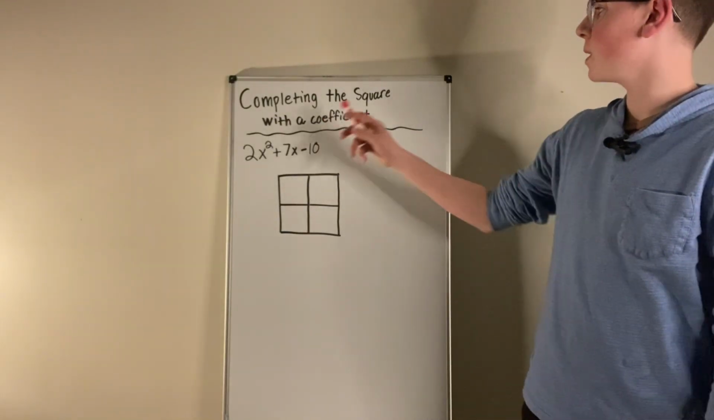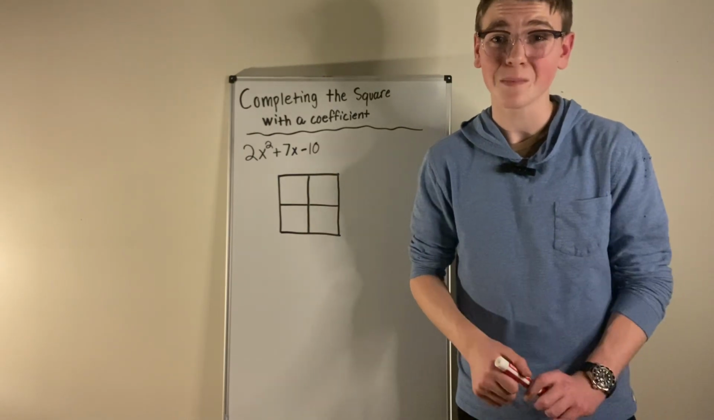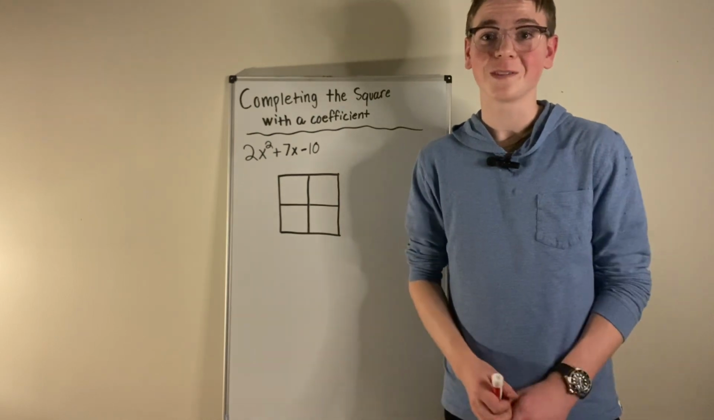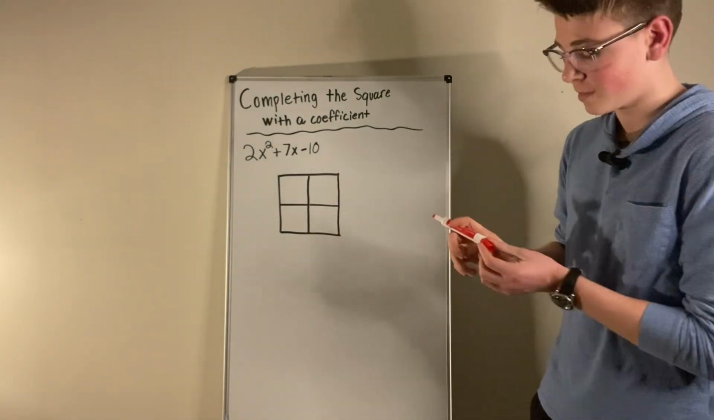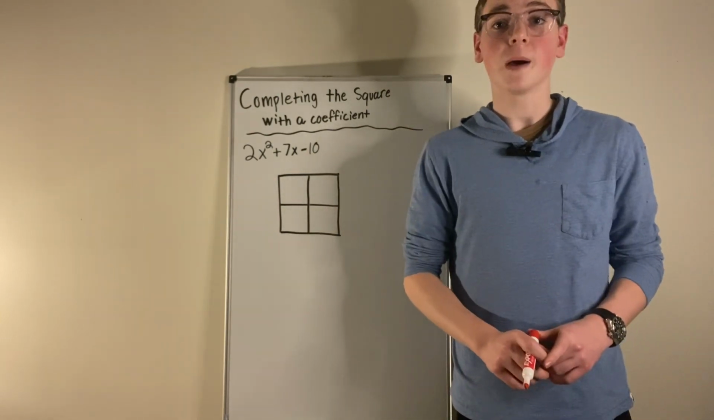Today we are going to complete the square with a coefficient using the box method. If you do not know how to use the box method, check out my video on factoring using the box method, and I'll explain what it is. So we have 2x squared plus 7x minus 10.